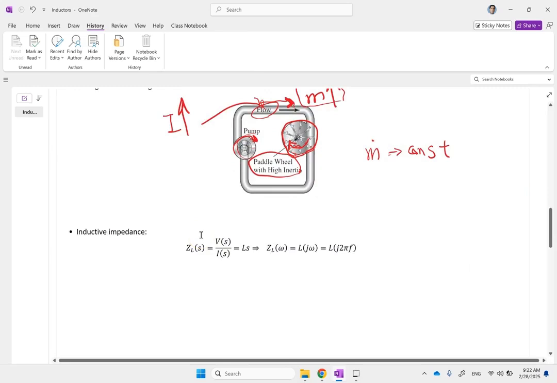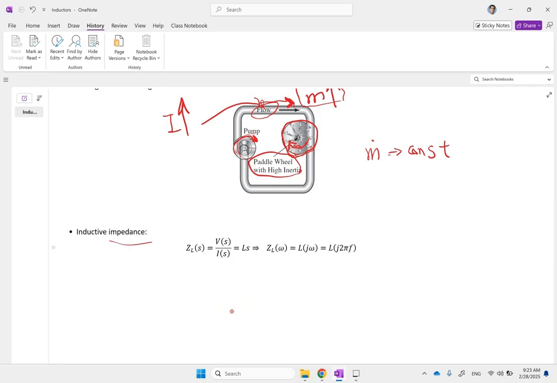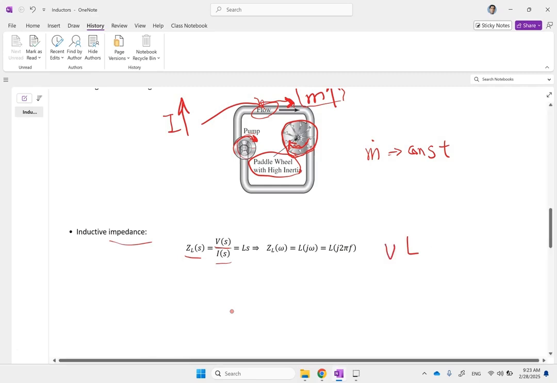Now, the next thing we're going to talk about is the impedance and the reactance. The impedance is defined as the voltage of the element divided by the current of the element. And remember, reactance is the imaginary resistance. If you add it to the actual resistance, the whole thing is called impedance. So impedance is voltage over current.